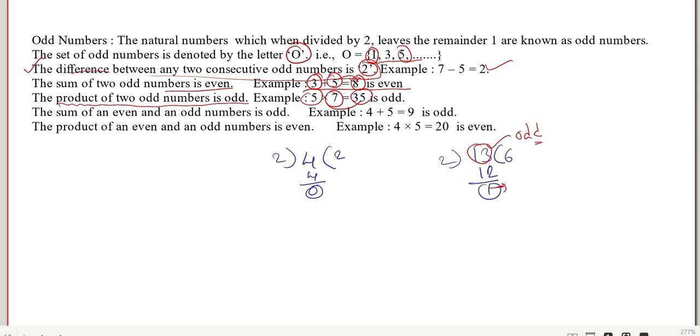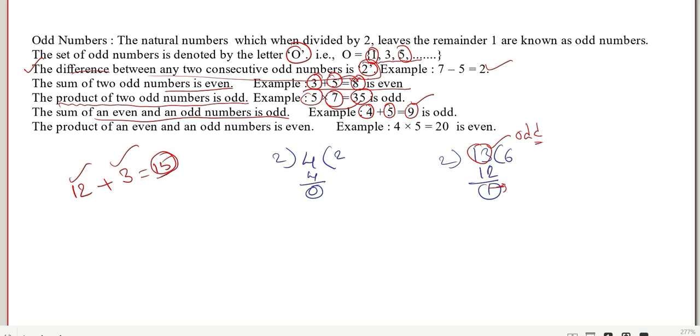Okay, next, the sum of an even and an odd number is always odd. If I take an even number 4 and add it to the odd number 5, what do you get? We got 9. 9 is an odd number. Let us take in the same manner another even number like 12. If I add another odd number 3 to this, we get 15. So even number plus odd number, we get an odd number again.